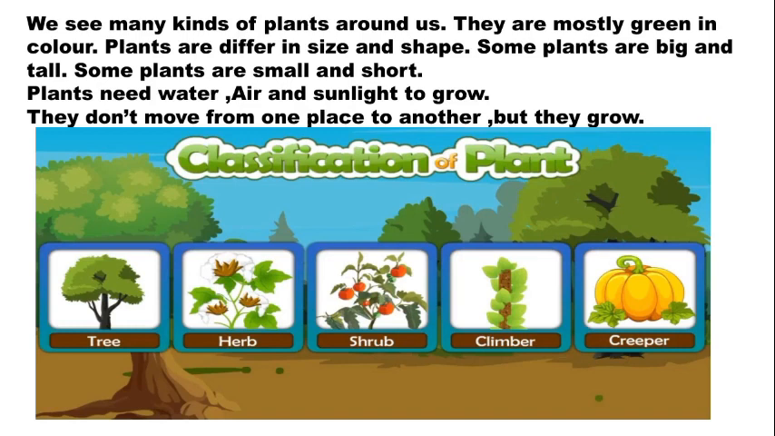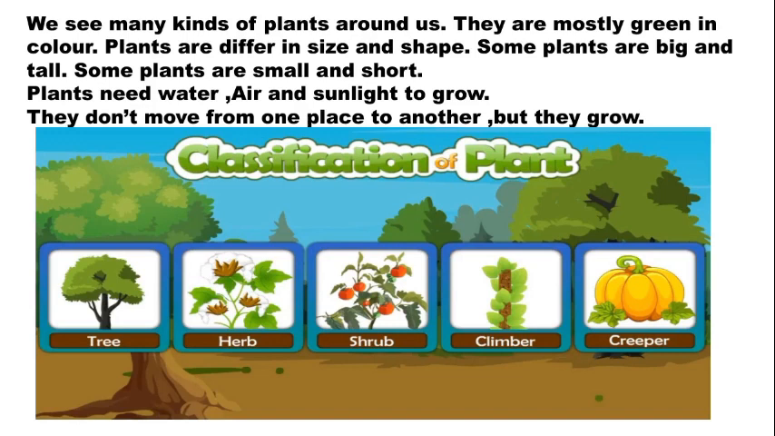Okay, so let us start the lesson. Children, we see many kinds of plants around us. They are mostly green in color. Plants differ in size and shape. Some plants are big and tall. Some plants are small and short. Plants need water, air, and sunlight to grow. They don't move from one place to another, but they grow.